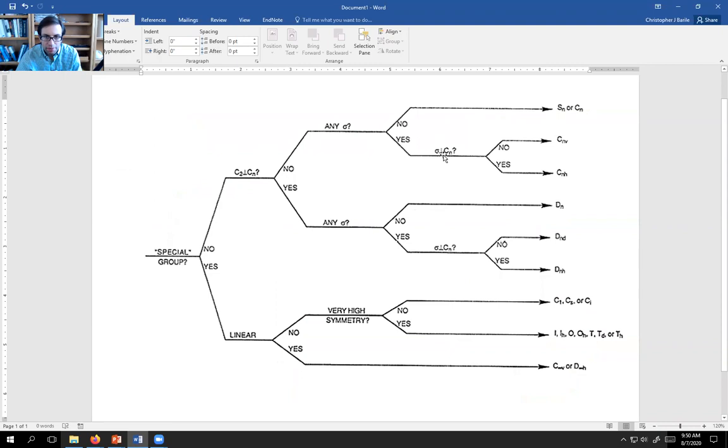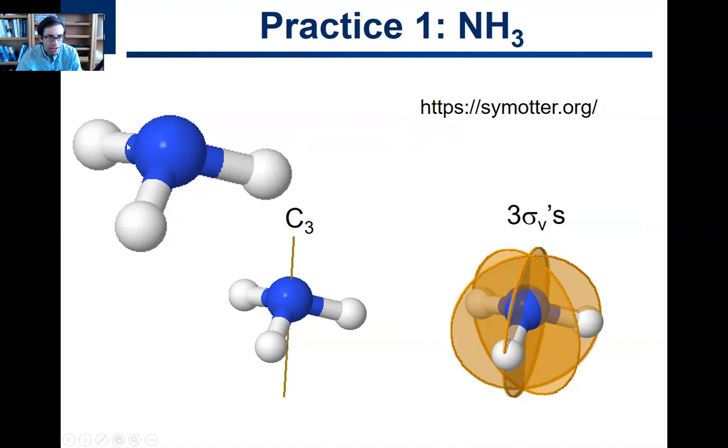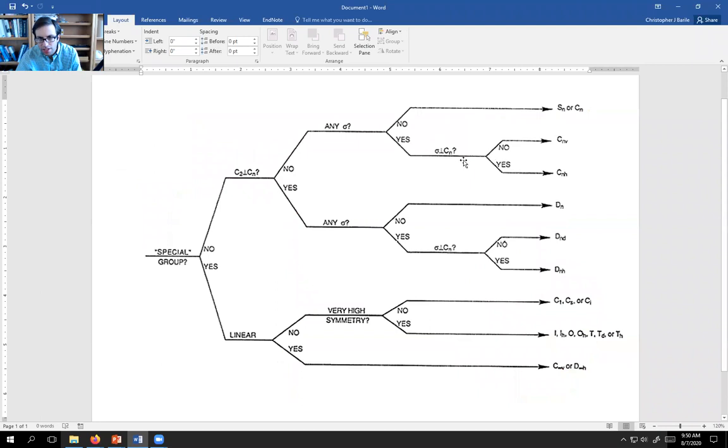Now, is there a sigma perpendicular to the Cn? Well, we already answered that question when we were searching for a C2 that was perpendicular. We couldn't see anything. Essentially, we answered that, right? And we don't see anything there, okay? So the answer is no.